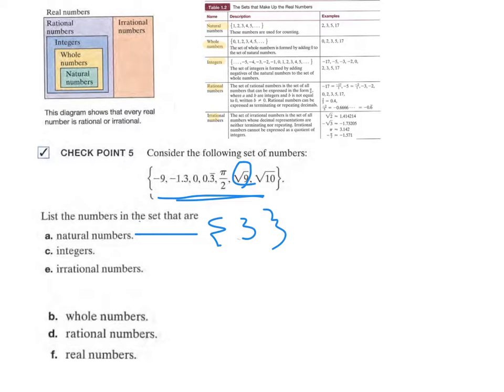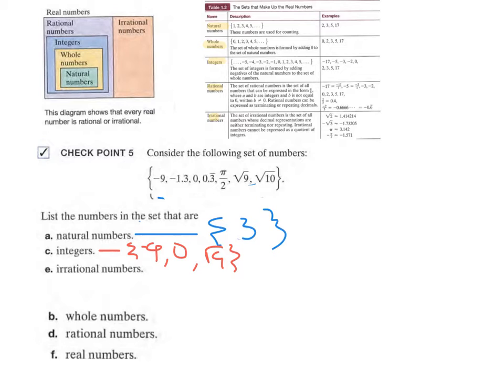So I'm going to erase this so I can do the next part. So now I'm going to look at integers. Integers are negative and positive. So in our set, -9, 0, and we already have radical 9 because that's radical 3.